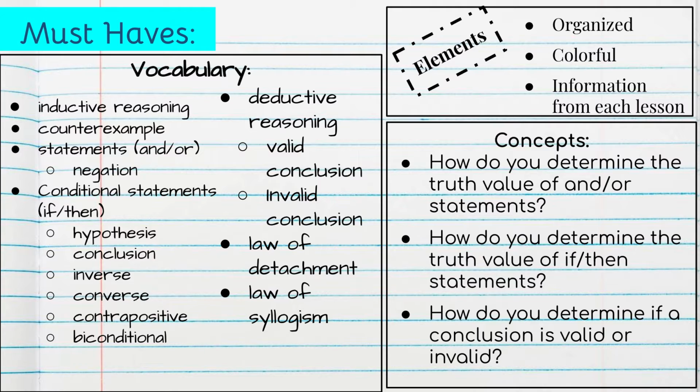Remember, that was 2-2 where we had those two columns. And if you have this, then this. Or if you have this, then this. Make sure you know that for your test. Make sure you know how to determine the truth value of an if-then statement. So when we use that converse, inverse, contrapositive. And make sure you know how to determine if a conclusion is valid or invalid. That's from yesterday. Okay, so that was the real tricky one that a lot of us got hung up on. So spend some time for sure making sure you understand yesterday's lesson.